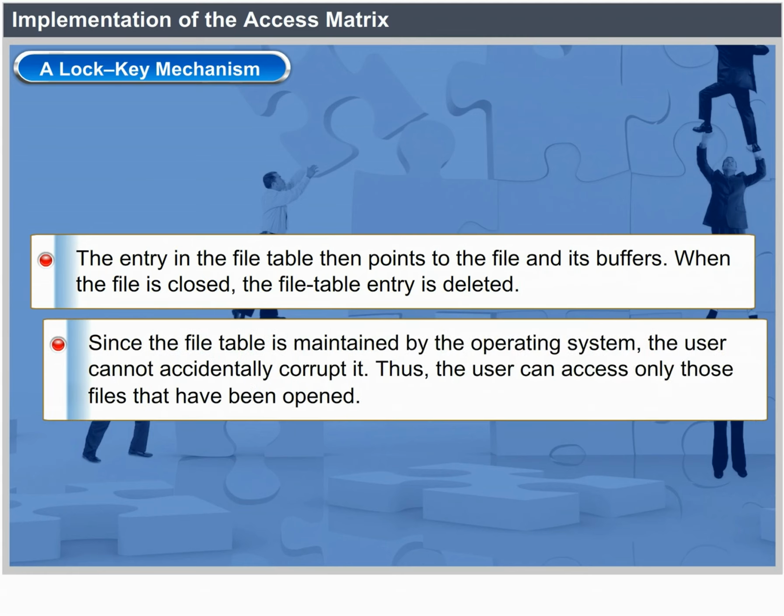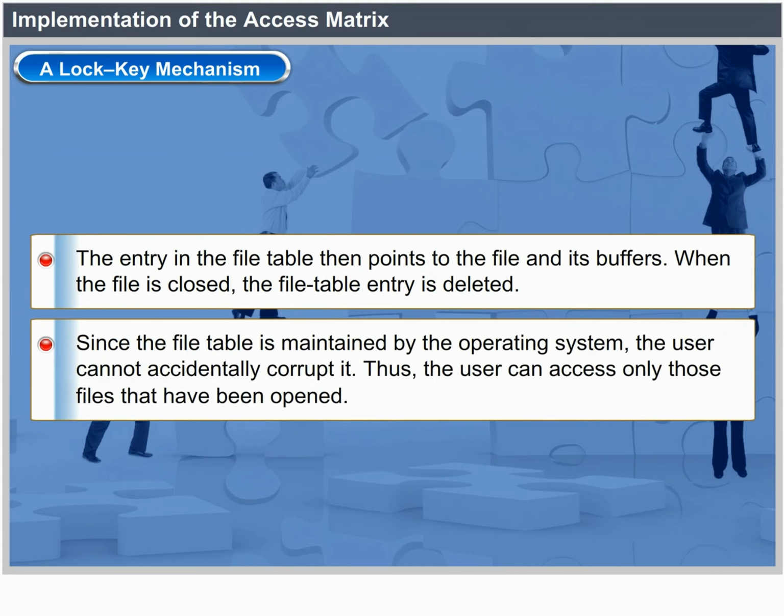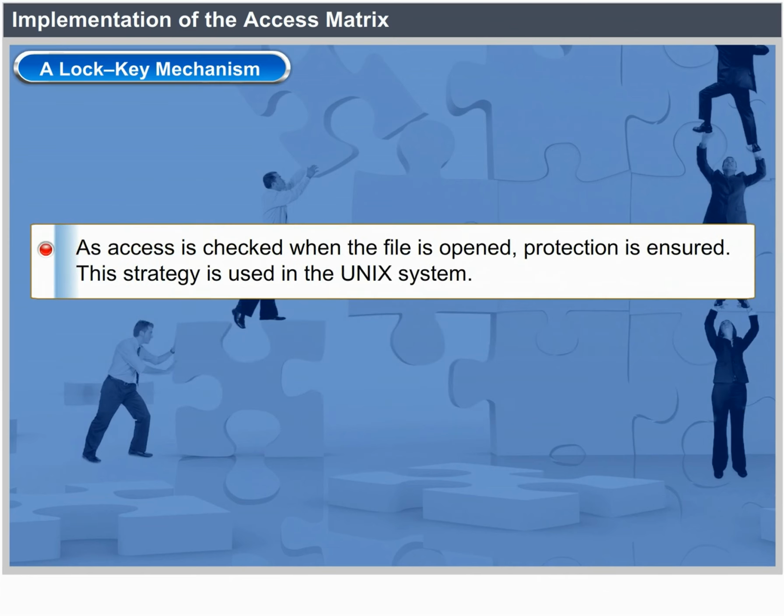Since the file table is maintained by the operating system, the user cannot accidentally corrupt it. Thus, the user can access only those files that have been opened. Since access is checked when the file is opened, protection is ensured. This strategy is used in the Unix system.